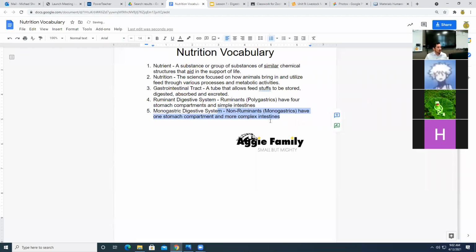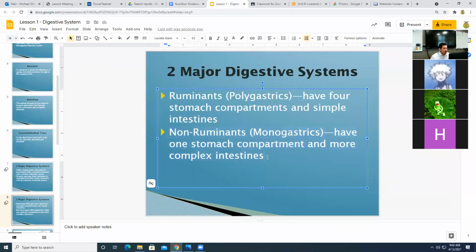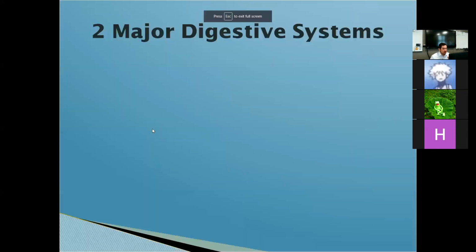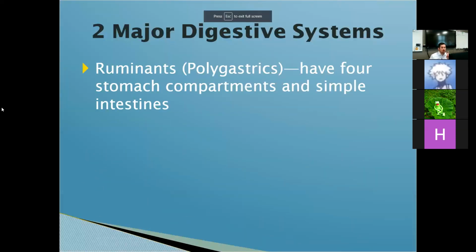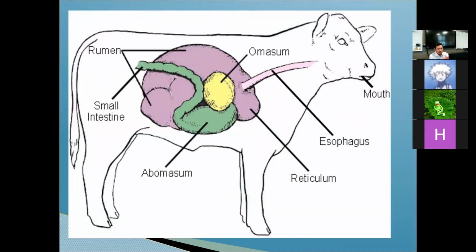Okay. So you should have your vocabulary finished, but stay with me because we are going to get to your actual assignment at the end of this. We've talked about the two major types of digestive systems, ruminants and non-ruminants, or ruminants and monogastrics. So here's an illustration of a ruminant digestive system. This happens to be a cow, could be a sheep, goat, deer, elk, bison, that sort of thing. But what they have are 4 compartments of their stomach, and that's what we're going to focus on.